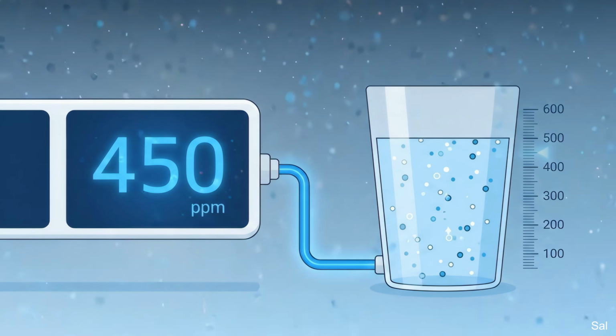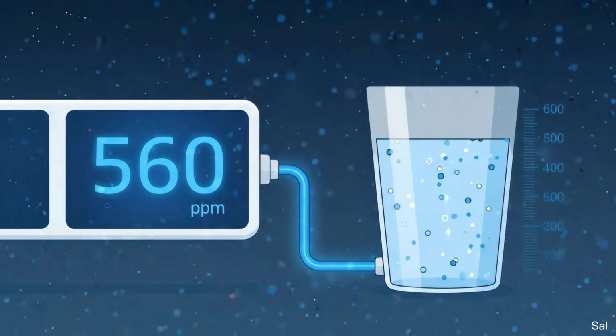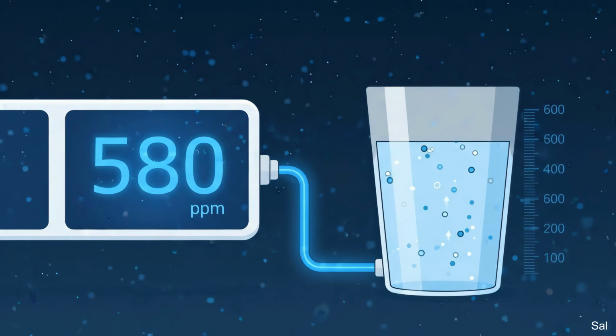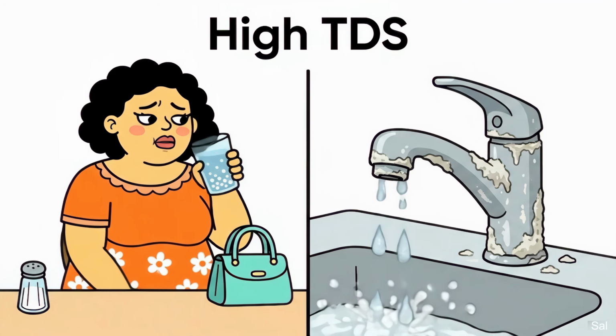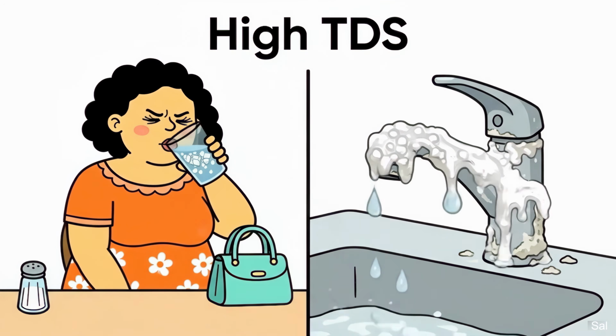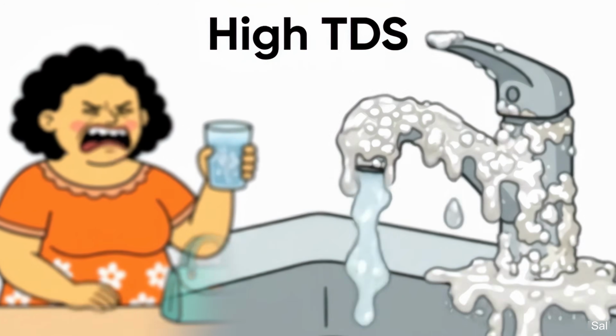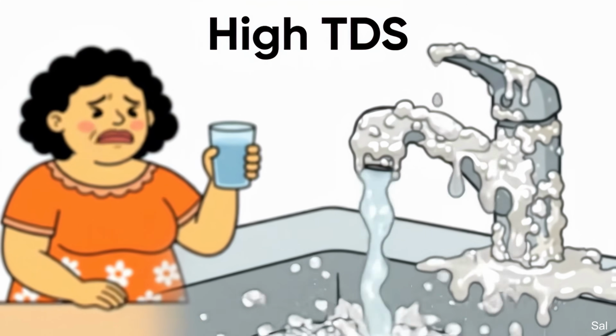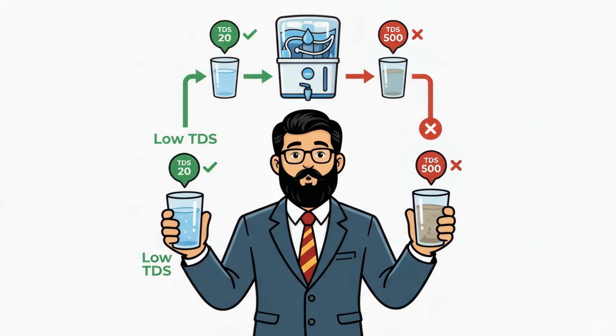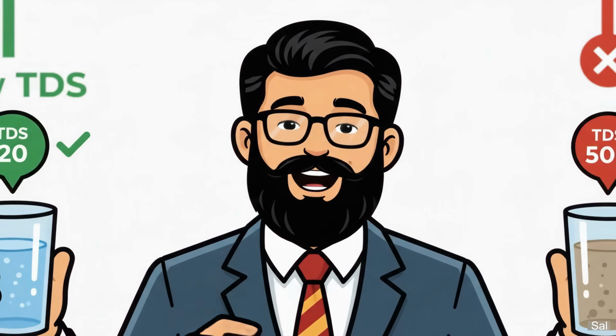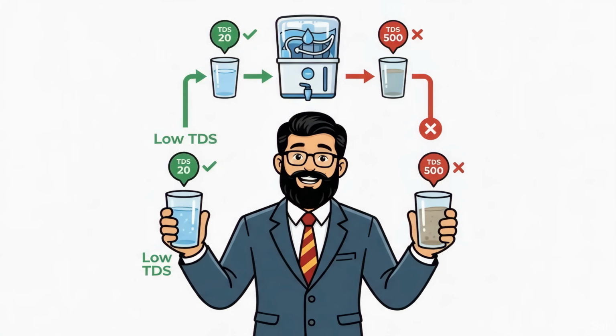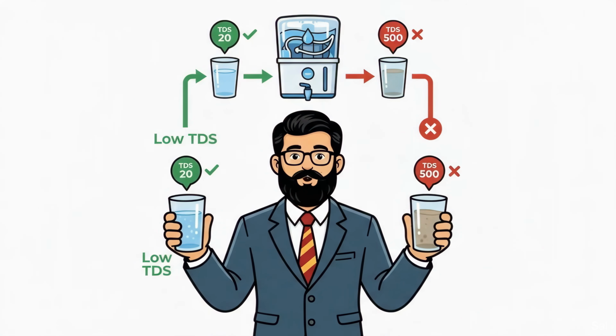Measured in parts per million, or ppm, TDS tells you how much dissolved matter exists in your water. If your tap water has a high TDS, it usually tastes salty, brackish, or hard, and it leaves white scales on your plumbing fixtures. If it has a low TDS, the water is naturally soft. Understanding your water's TDS is the single most important factor in choosing a purifier.